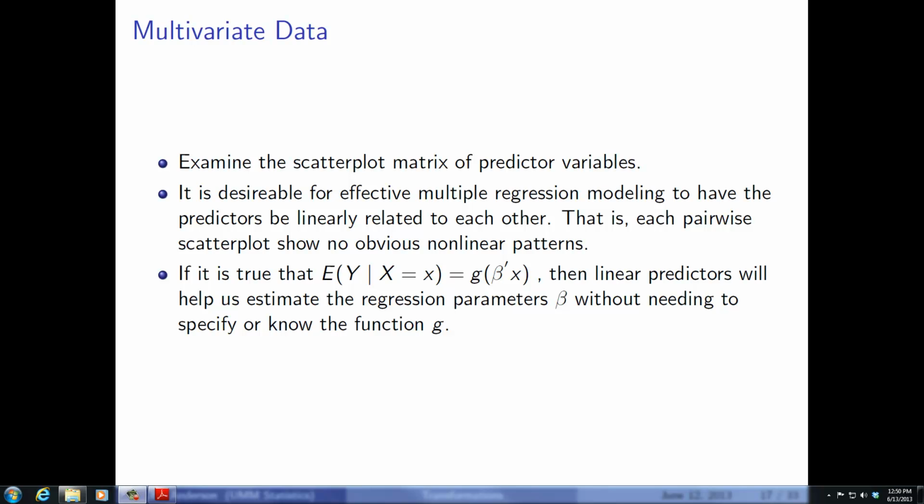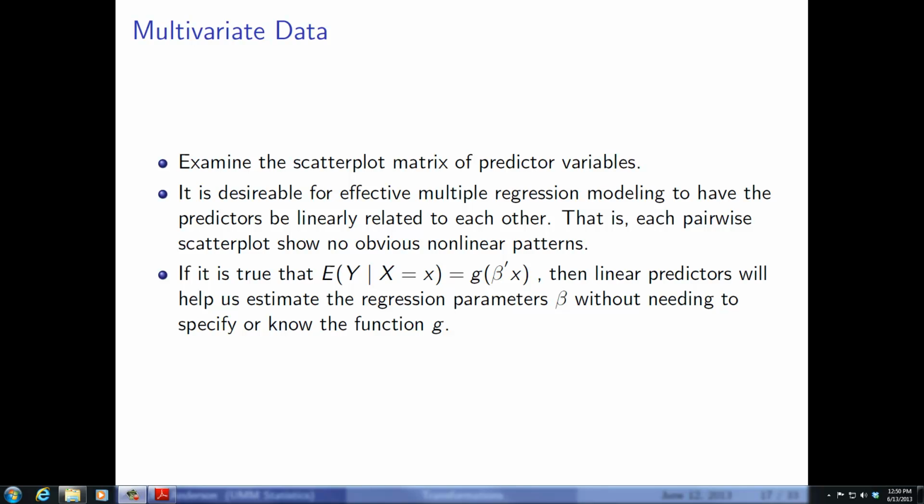So in the second bullet we mentioned that in building good regression models, we're going to want to have predictors that are related to each other in a linear fashion, and that means that we have upward trending or downward trending patterns. No pattern is also fine.